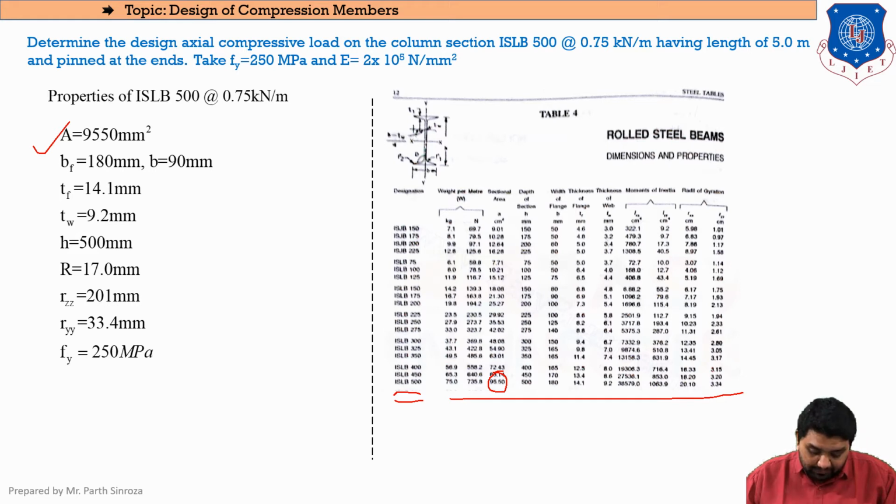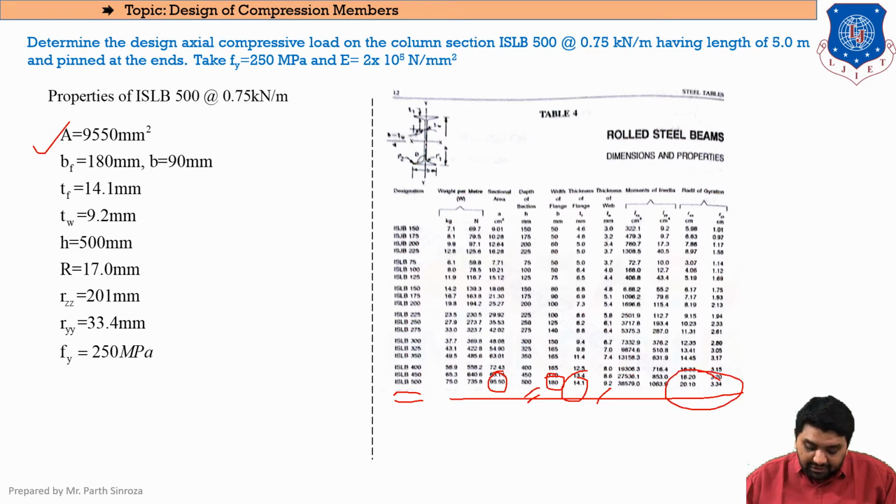We will be requiring the depth of section. Depth of section means the height of section that we have discussed. We will be requiring the width of flange, that is BF, the thickness of flange, TF, and the thickness of web. Moment of inertia will not be required in our cases, but radius of gyration will be required.